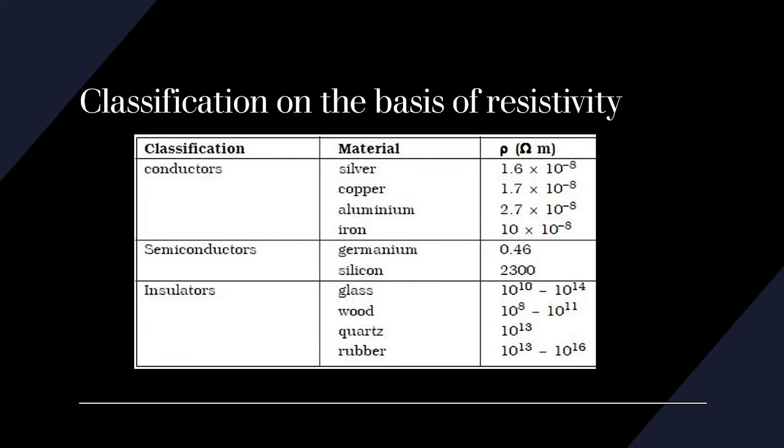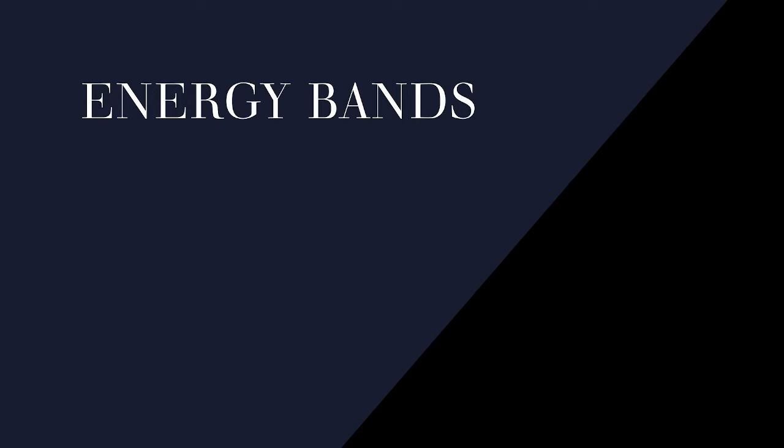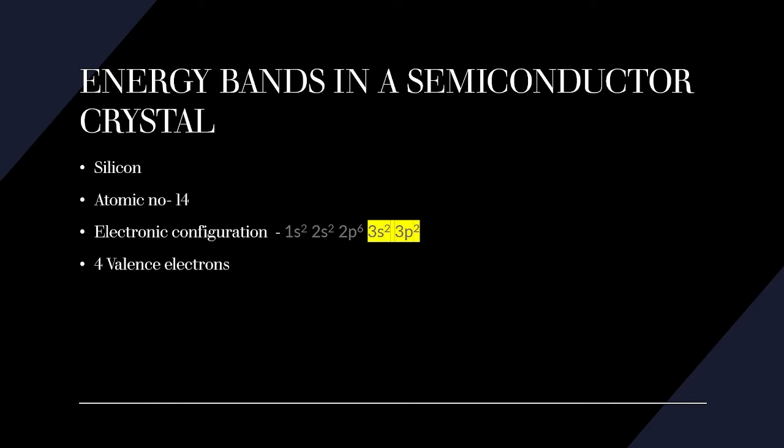अब ये energy bands क्या होते हैं? In simple language, you can call it as band of energies or set of closely spaced energy levels. Let's try to understand how these energy bands are formed in case of a semiconductor. Take the example of silicon. Its atomic number is 14 and electronic configuration is 1s2, 2s2, 2p6, 3s2 and 3p2. So in total, we can say that it has got 4 valence electrons.